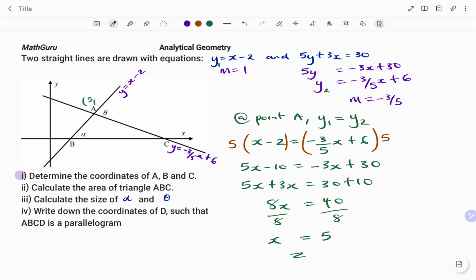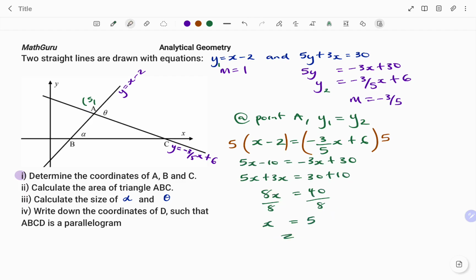Now I need to find the y-coordinate. All I need to do is to substitute the value of x into any of the equations. I'm going to use the easy one, that's y equals x minus 2. So if I have y equals x minus 2, substitute x equals 5, that will be y equals 5 minus 2. Therefore, the y-coordinate will be 3. So therefore, A is going to be (5, 3).